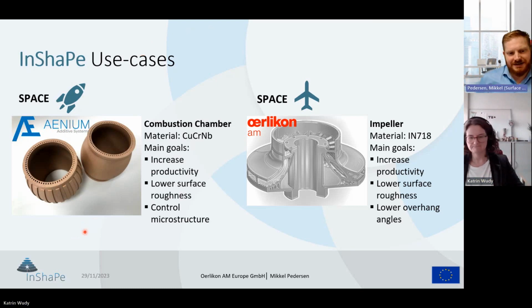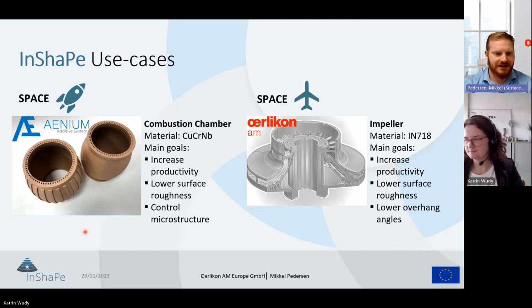And exactly as you said, the motivation for showing you also what we have in the project already is to give some ideas of where we can employ beam shaping to improve our products. And I'll go through the 4 use cases that the existing partners already submitted. So the first one is the one on the left from Aenium, which is a combustion chamber for a small rocket system. Of course, here we're talking about a copper alloy.